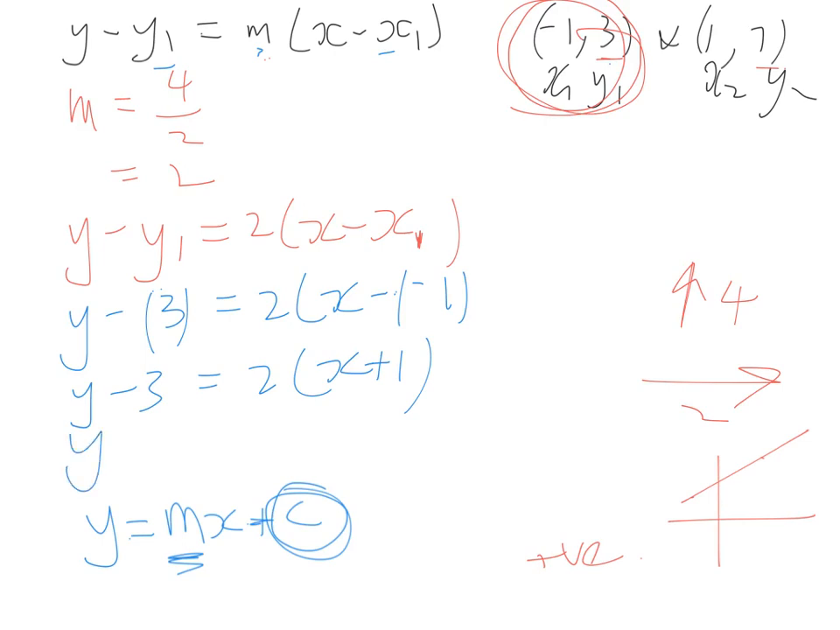And then we expand, y minus 3 equals 2x plus 2, bring this 3 over to the other side, y equals 2x plus 5. And that's the way we go through that. So that's our final equation. So c is equal to 5, and our gradient is equal to 2.